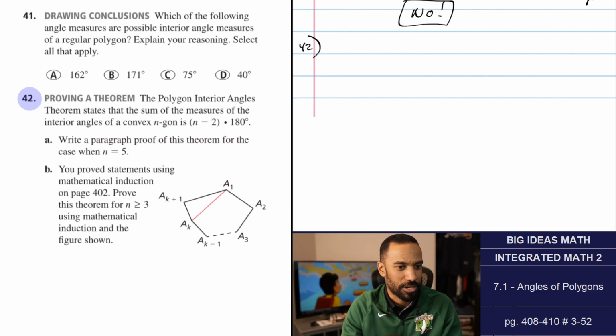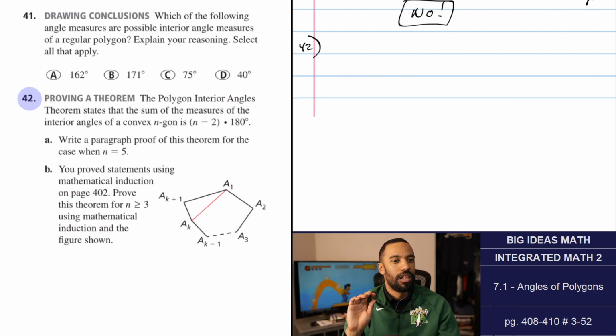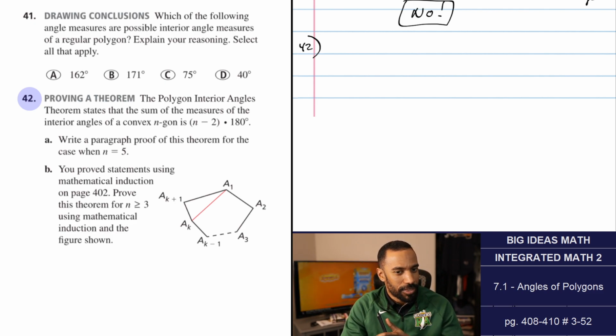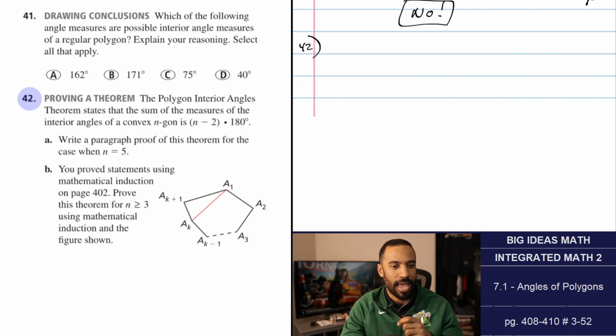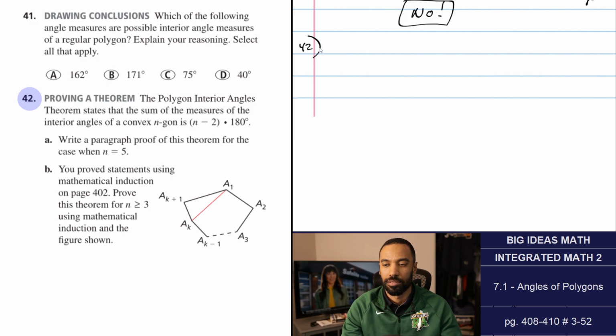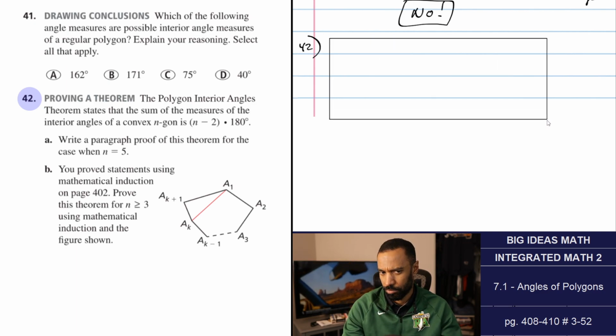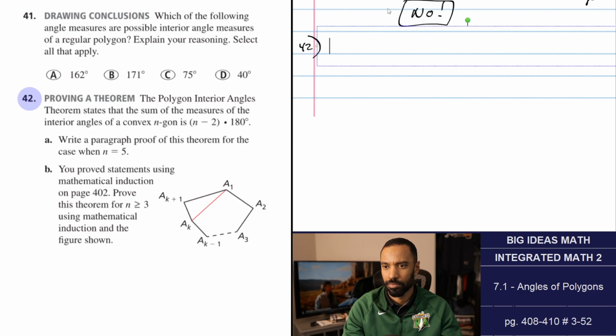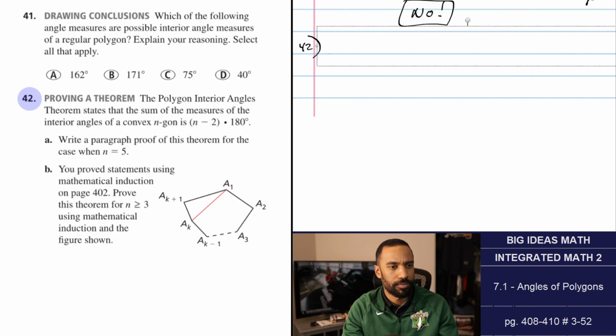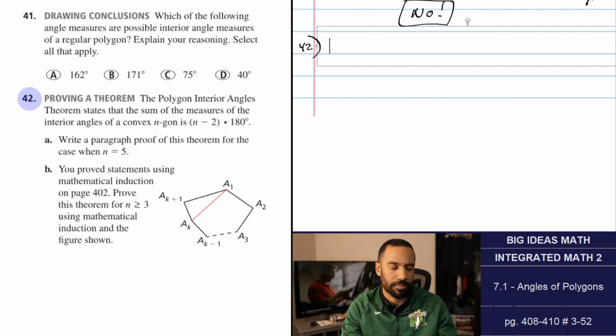Oh, what is this? Oh my gosh, I don't even know. The polygon interior angles theorem states the sum of the... Okay, so there's our formula. Write a paragraph proof of this theorem for the case when n equals 5. Okay. Oh, do they have a proof? I mean, they did the diagonal thing. Okay, I'll just do the diagonal thing because that's how I prove it.